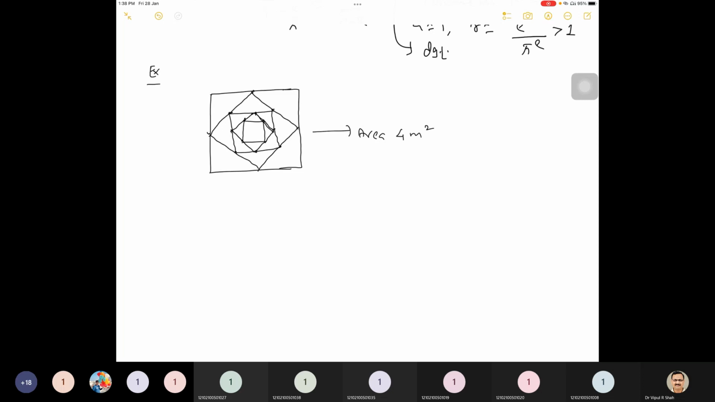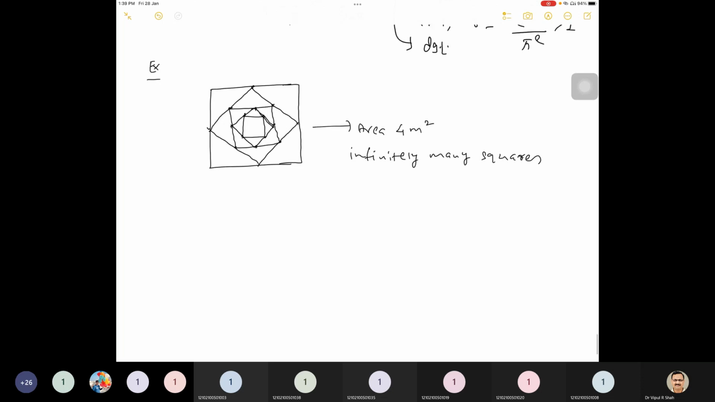How many such squares can you have? Infinity. Very good. So in this way you can have infinitely many squares. Okay. So you are having each outer square, area is this.